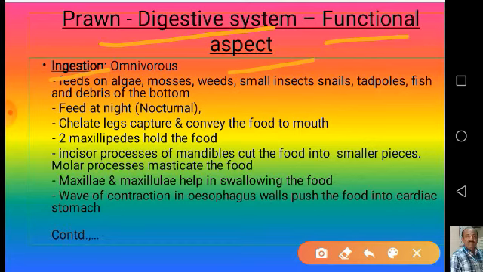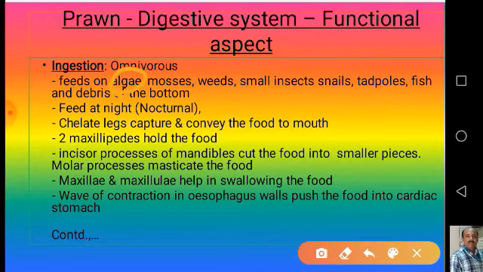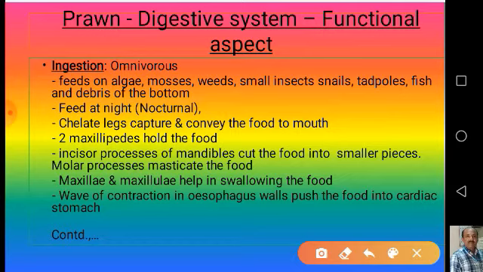As we all know, the prawn is an omnivorous animal. It feeds on all types of food material, mainly algae, mosses, weeds and small insects. Not only small insects but also snails, some tadpoles and small fish, along with some debris of the bottom.